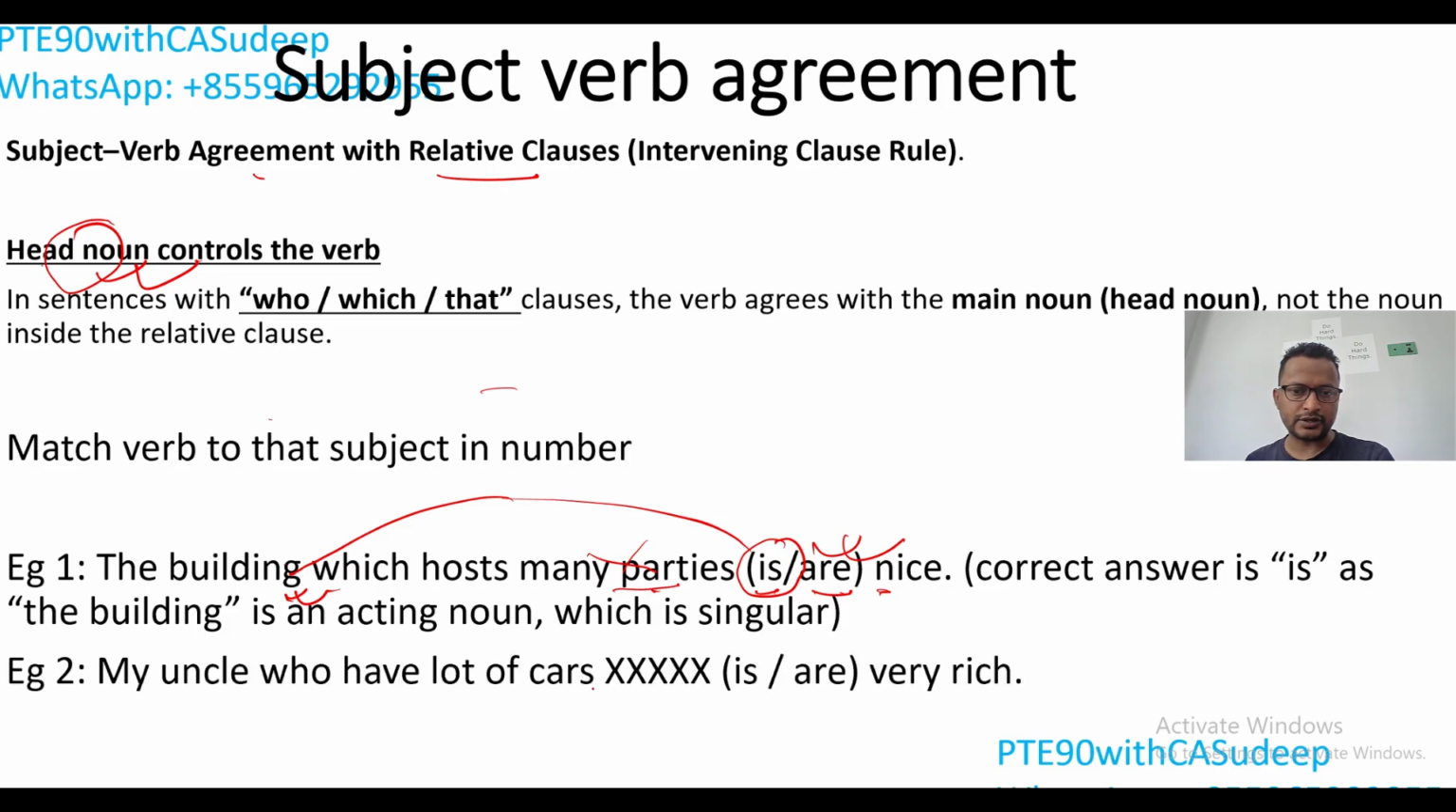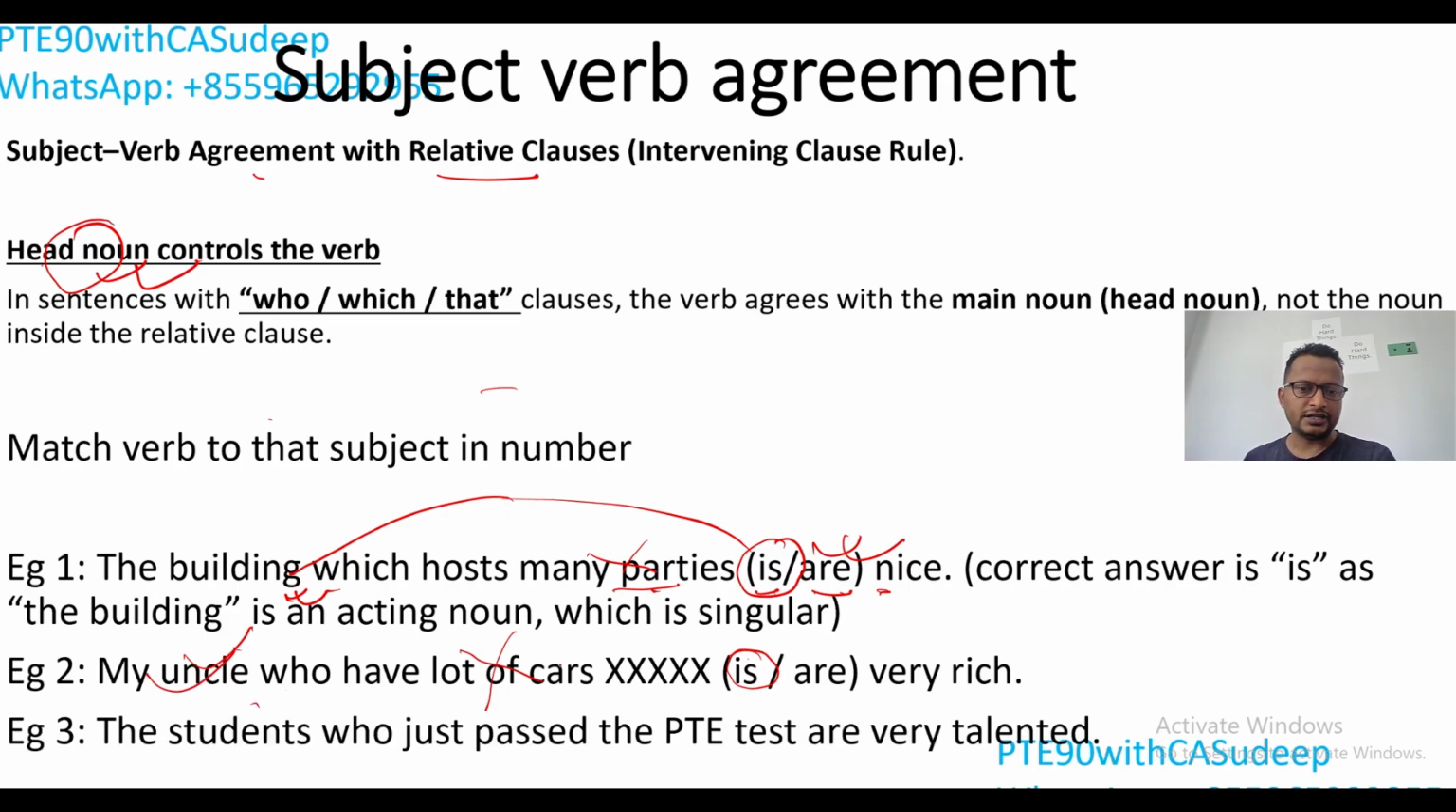What is another example? My uncle who has a lot of cars is very rich, because of "is." I may have more than one uncle, but I'm talking about that uncle who has many cars. See, here the cars is not the head noun. Here the head noun is uncle. That's why it is "is."